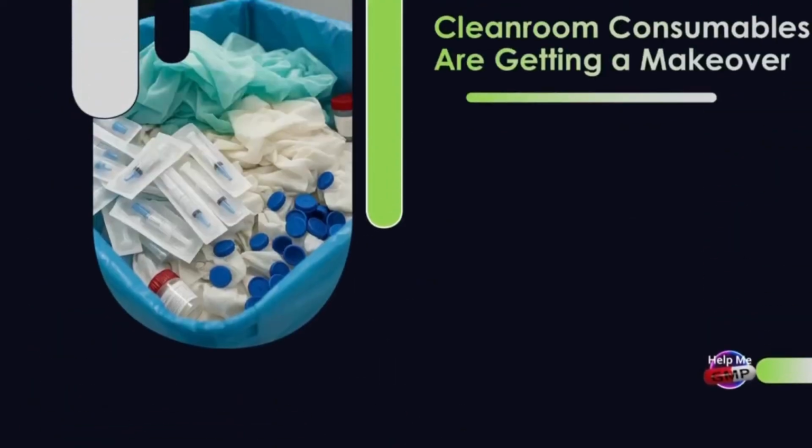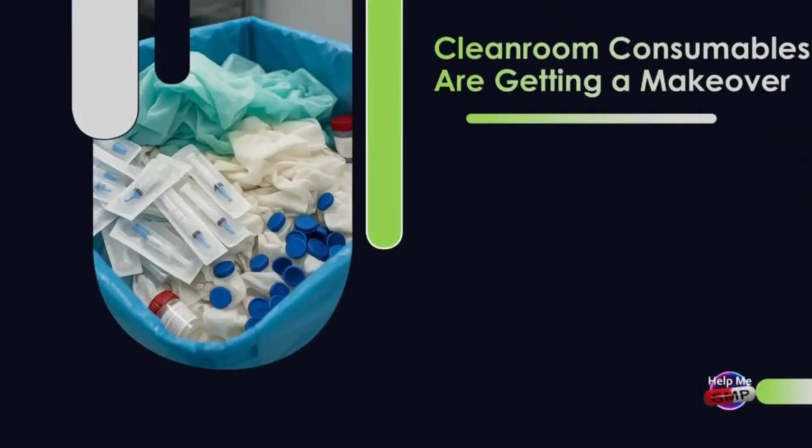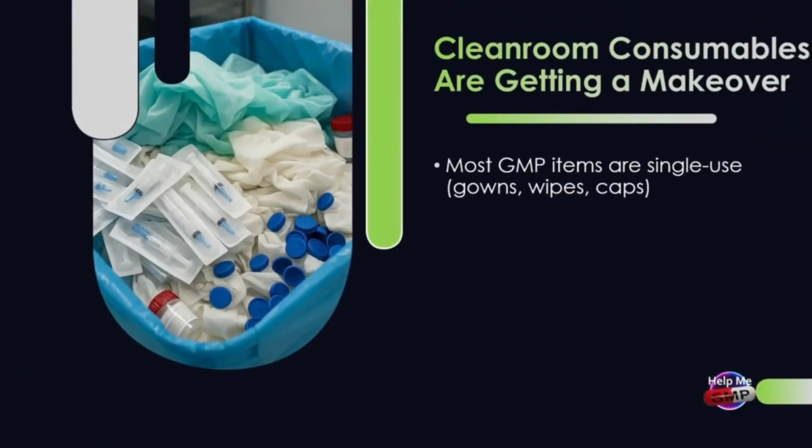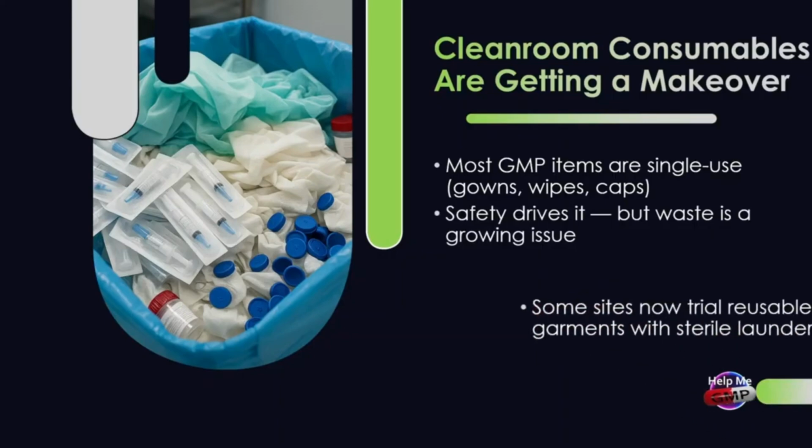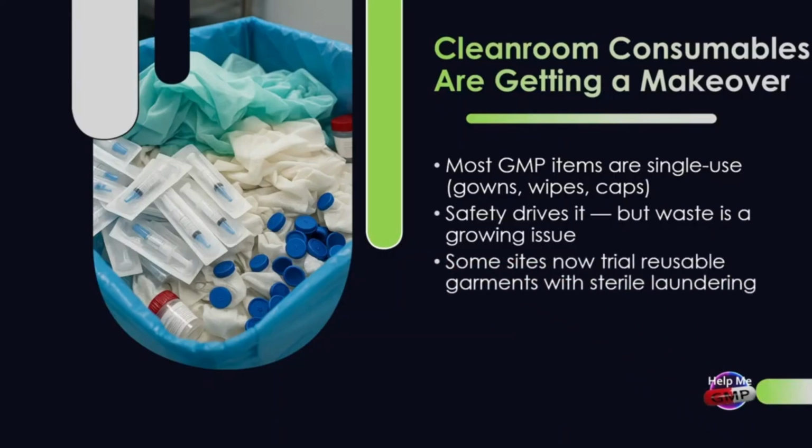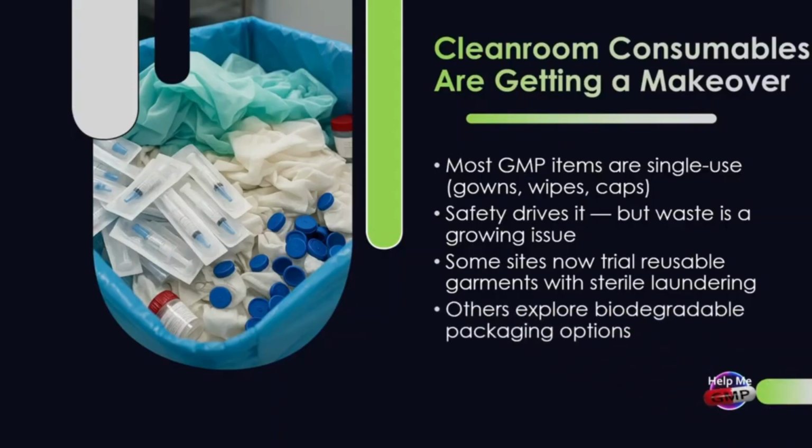Here's a tough one: single-use plastics. Gowning, syringes, wipes, vial caps, well, almost everything we touch in GMP production is single-use, and for good safety reasons as well. But innovators are pushing back. Some sites are trialling reusable cleanroom garments that maintain sterility through validated laundering cycles. Others are working with suppliers to introduce biodegradable packaging for things like buffer bags and overwraps. It's not perfect, but it's progress.